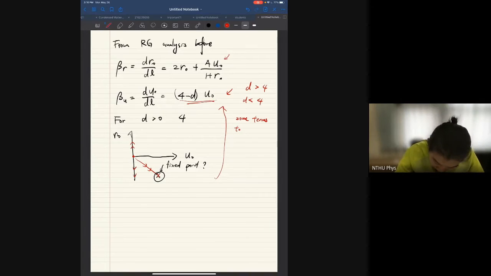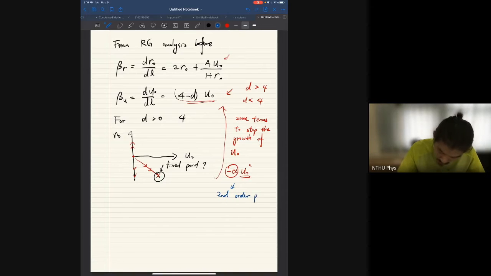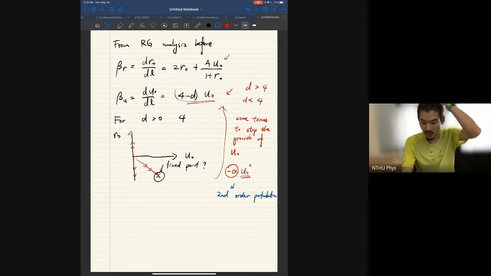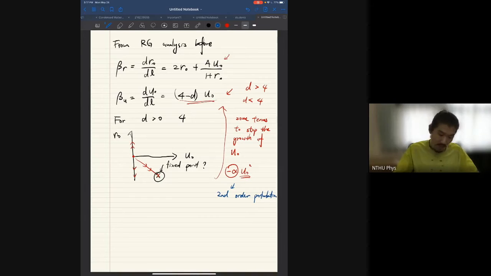So you need to stop the growth of mu naught, right? So you need to have an additional term, and this additional term must have some kind of negative coefficient, in terms of mu naught square, to stop its growth. Okay. So you need to consider some kind of second order perturbation. And that's what we learned before. We discussed before about this interacting term. We need to consider the interacting term squared, right? And to treat it properly, that is done by Wilson and Fisher.